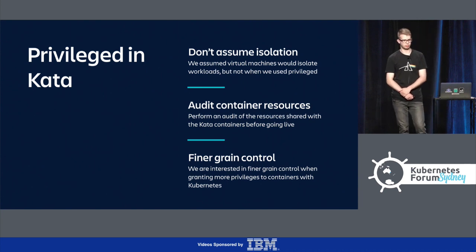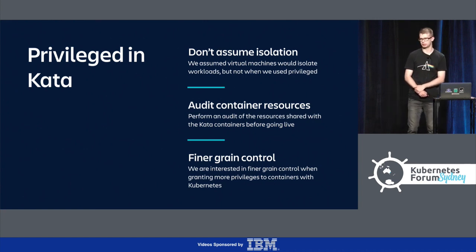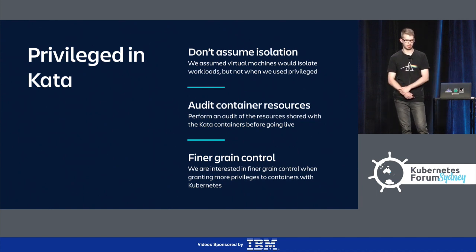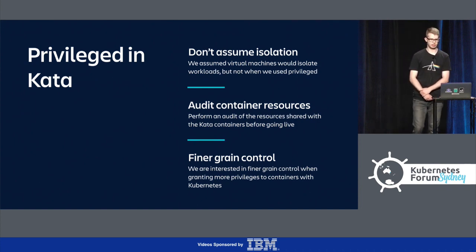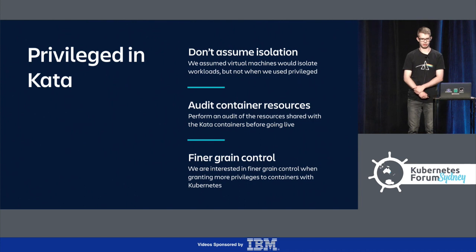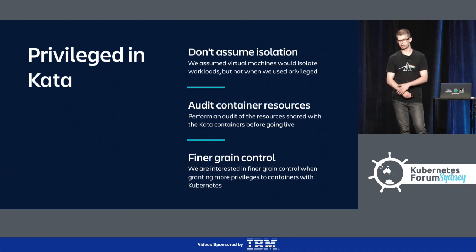Overall, this was a really good learning experience for us, and some of our key takeaways are that we shouldn't assume isolation with anything, especially virtual machines. Performing an audit of the resources being exposed and shared to Kata helps uncover this problem. We did this from both the host side and also from within the VM, as it might not be evident on the host side that something is being shared into the VM. Finally, we are interested in improving the state of privileged in Kubernetes. This solution that we sort of hacked together isn't a great long-term solution. We'd like to see privileged in Kubernetes mature to a point where users have granularity over the extra privileges that privileged provides to a container.